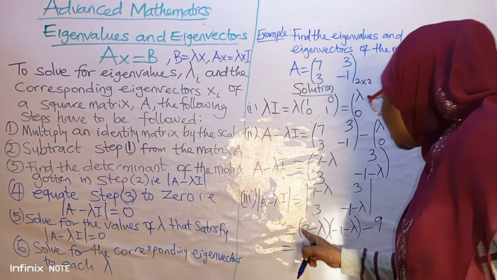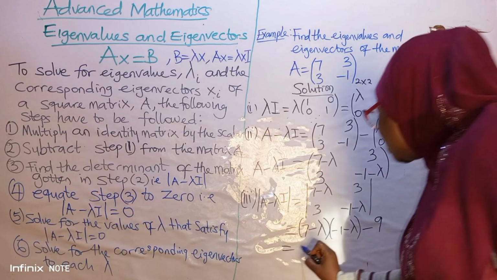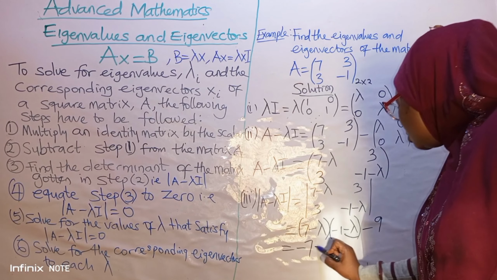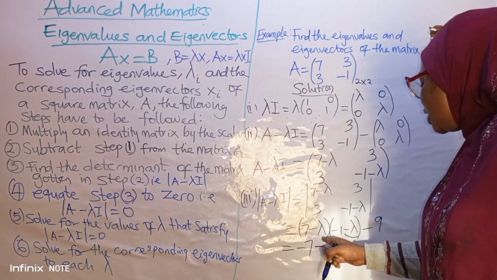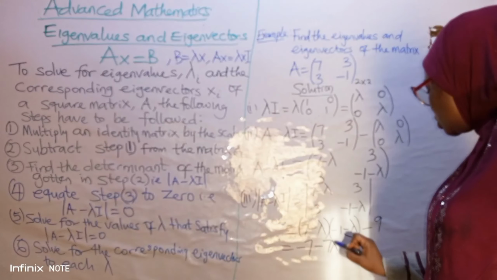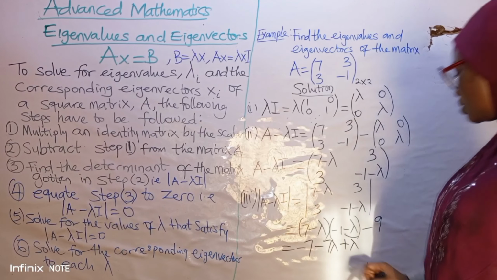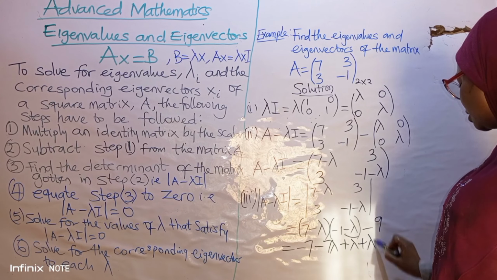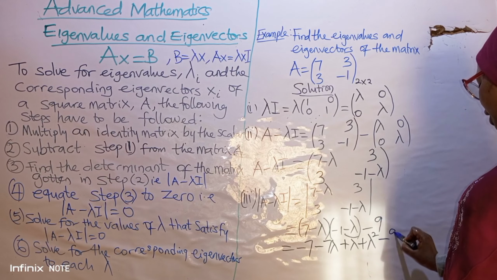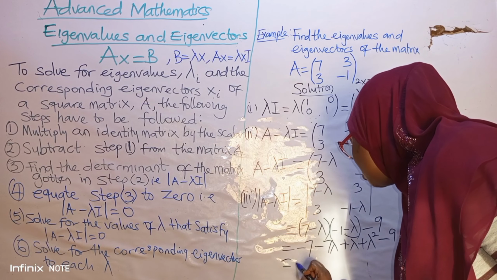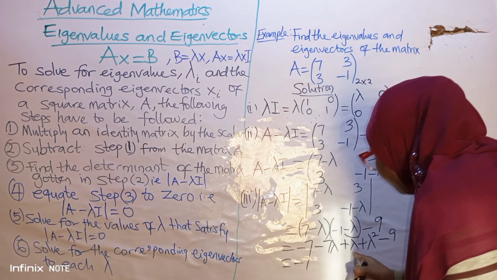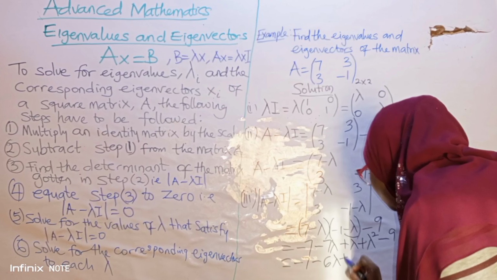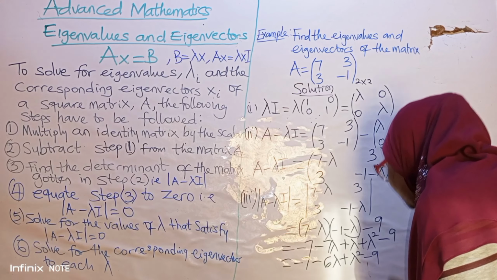So here I have 7 multiplied by minus 1, that is minus 7. 7 multiplied by minus lambda, that is minus 7 lambda. Minus lambda multiplied by minus 1, that is what? Plus lambda. Then minus lambda multiplied by minus lambda, that is plus lambda squared. So don't forget this 9, minus 9. So here is equal to minus 7. Minus 7 lambda plus lambda, that is minus 6 lambda. Minus 6 lambda plus lambda squared minus 9.